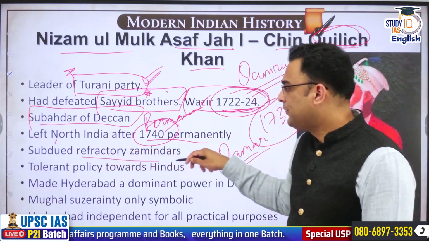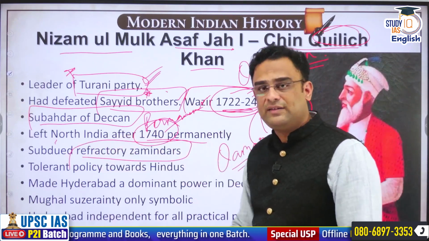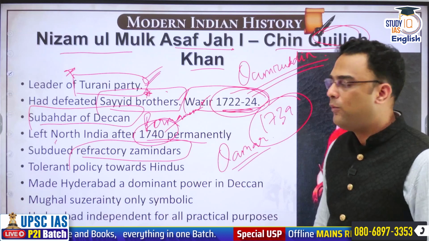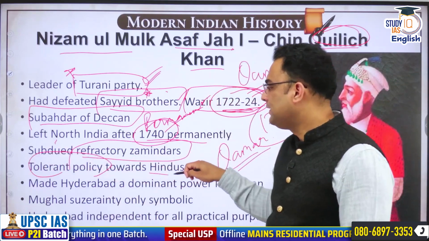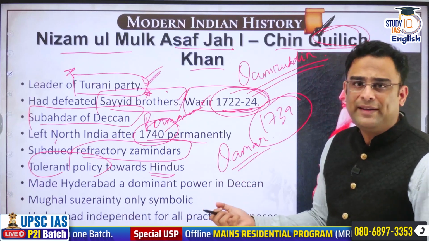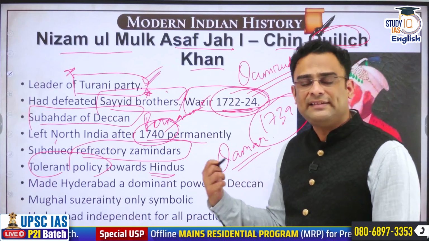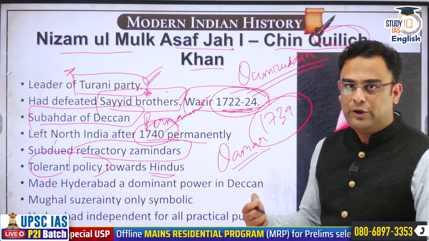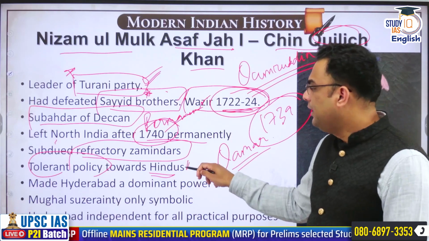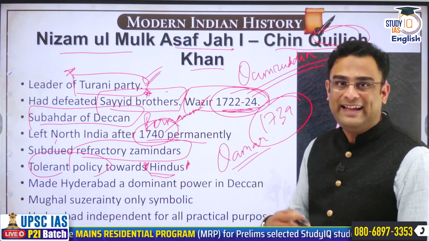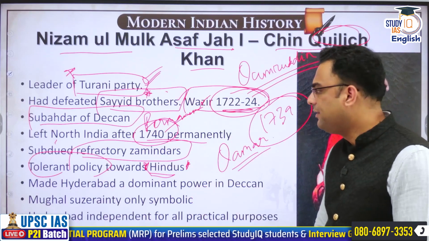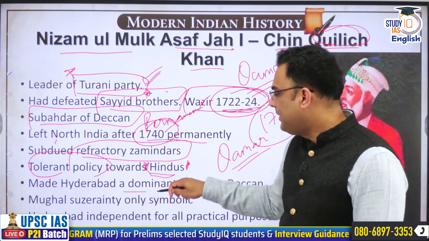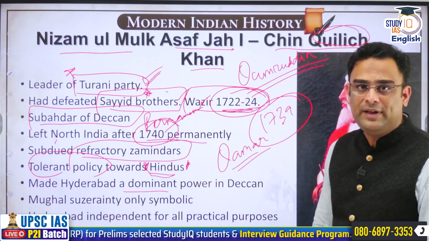Coming to Deccan, he subdued all refractory zamindars to ensure that revenue flow was ensured. He followed a tolerant policy towards Hindus. He was a wise man, had served under Aurangzeb, had seen the consequences of an intolerant policy. He did not follow any sort of intolerant policy and gave opportunities to Hindus in administration and military. During his time, Hyderabad was made the dominant power in Deccan.